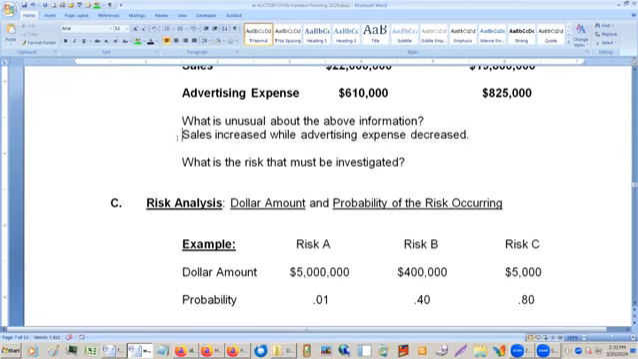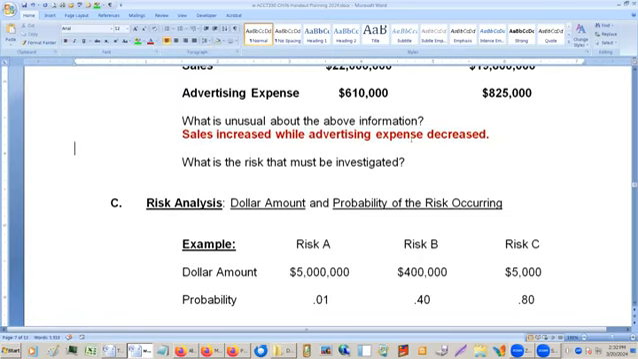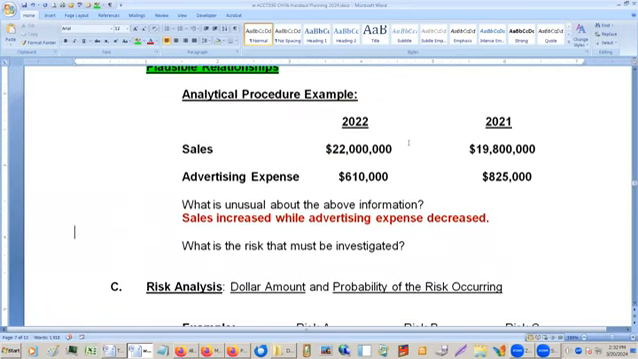So what's unusual about the information? Sales increased while advertising expense decreased. Just like what you said. So that's unusual. Okay, now let's take a second here.